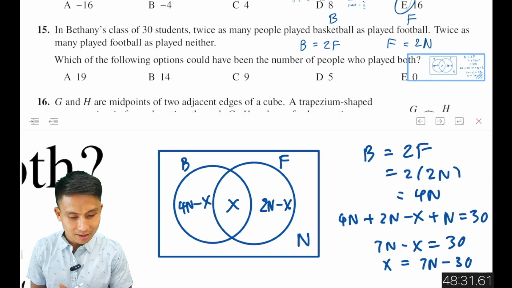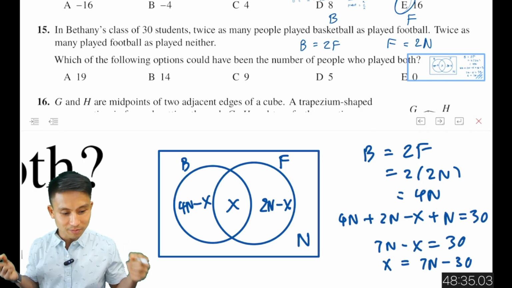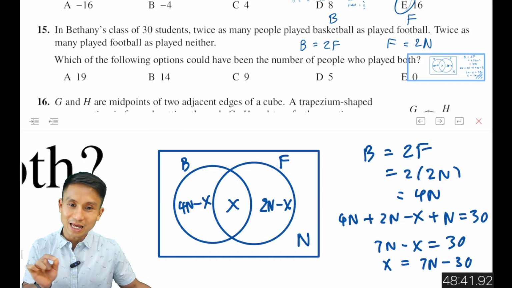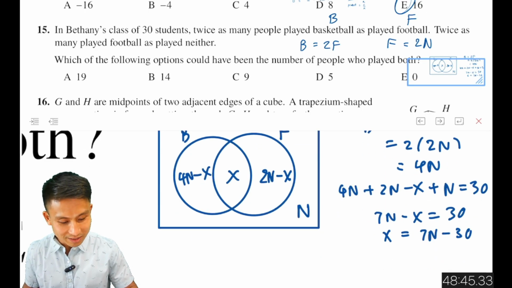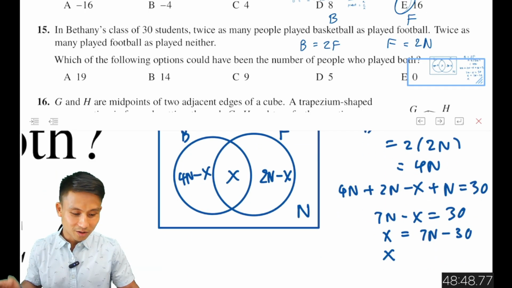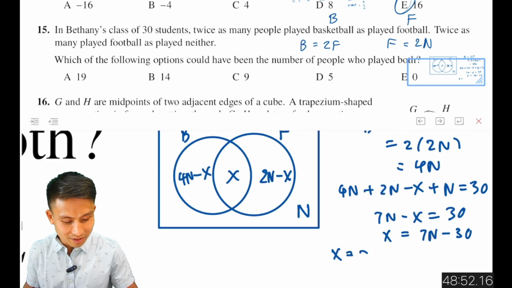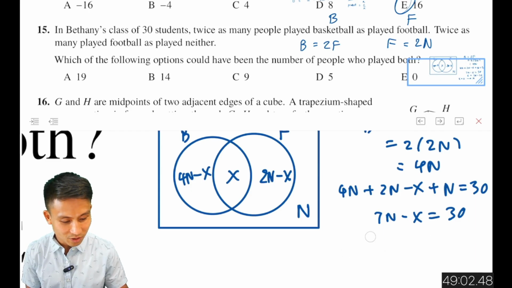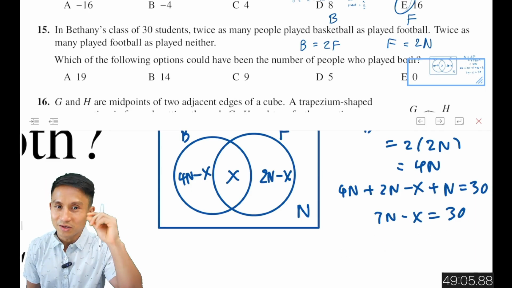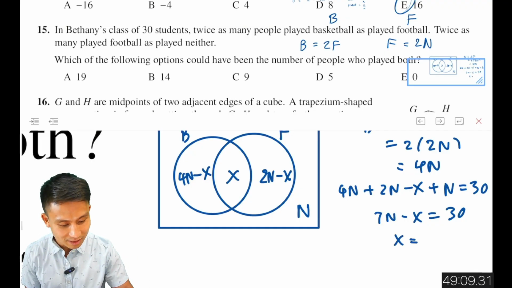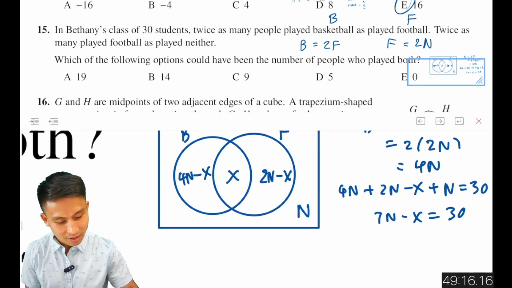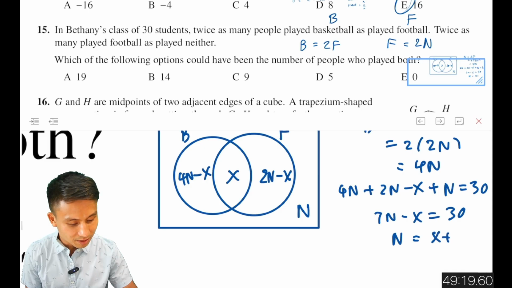N must be an integer. And N must be such that 7N minus 30 should be greater than or equal to 0, because X is the number of people. If X is 0, the minimum number, N would be, you just solve this equation. I'm going to make N the subject now, because we're going to inspect the choices, working backwards. N equals X plus 30, divided by 7.